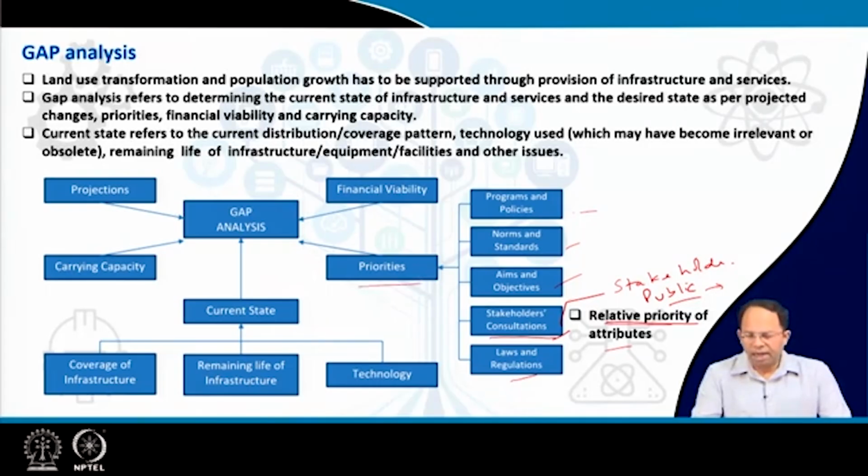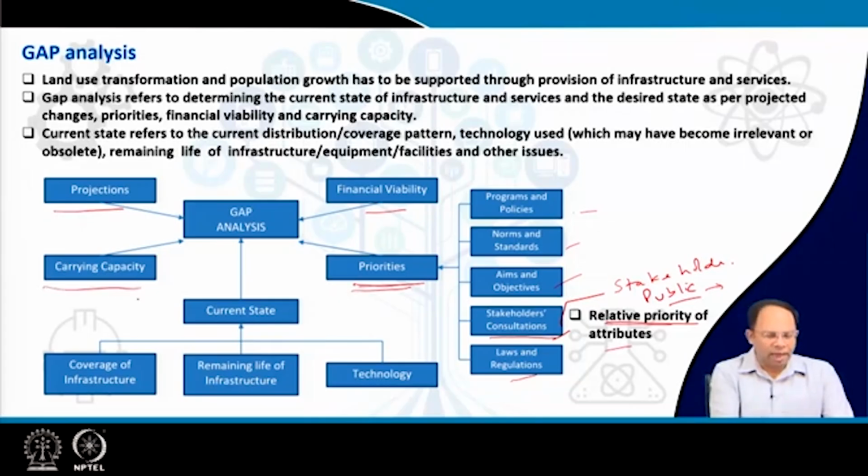So, we have relative priority of attributes. This is like within a service, what has to be improved or not, and this priority refers to actually what should be the overall priority of service provision in an urban area. This priority determines how the gap needs to be filled or what service needs to be provided. Along with that, we also have to understand the financial viability, the projected populations and all, and the carrying capacity. I will come to that. And the carrying capacity of that particular area. Now, all this determines the gap analysis.